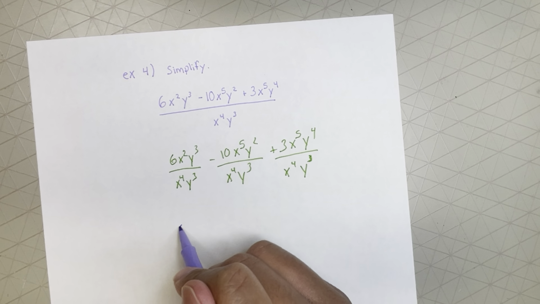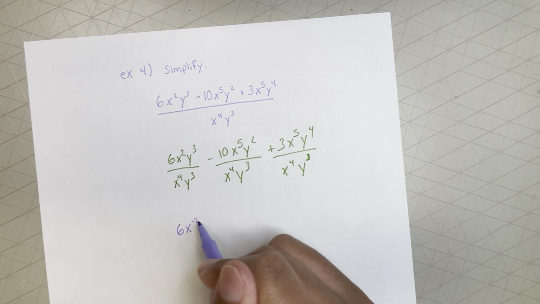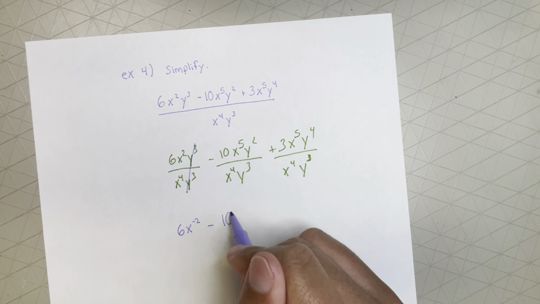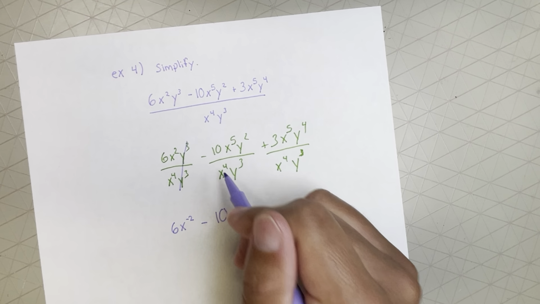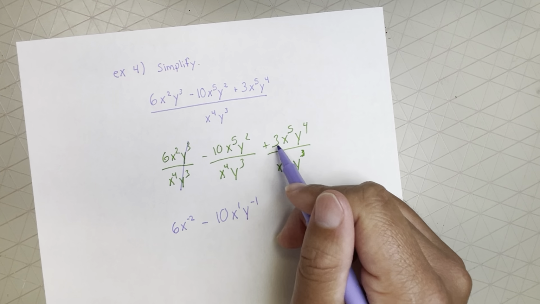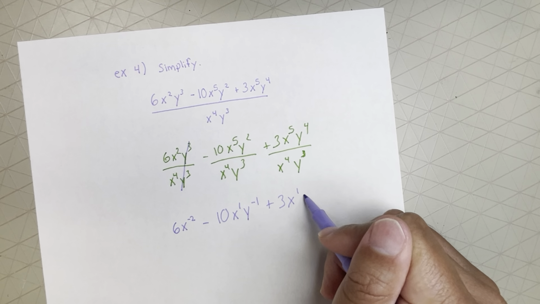6 divided by 1 is 6. x squared over x to the 4 is x to negative 2. The y's cancel. Then I'm left with 10. x to the 1, 5 minus 4 is 1. y squared over y cubed is y to negative 1. And then 3, x to the 1, y to the 1.